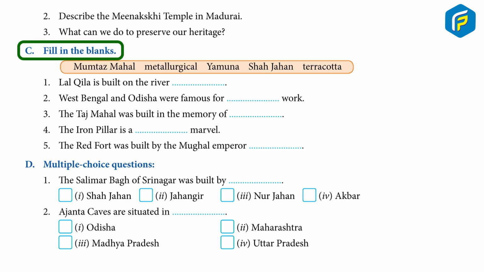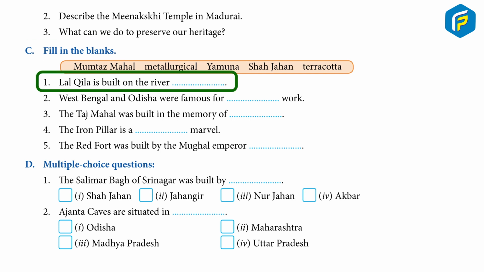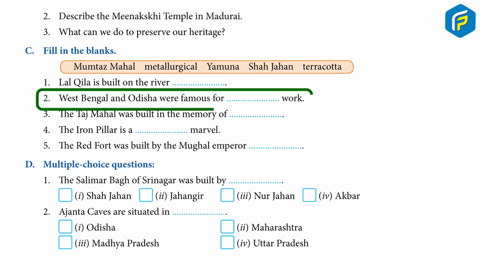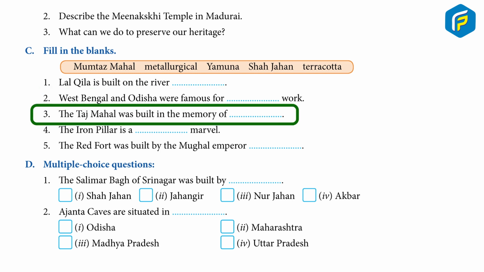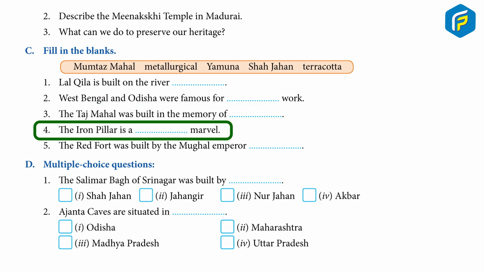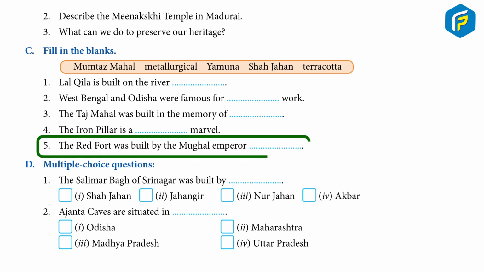C. Fill in the blanks. 1. Lal Killa is built on the river Dash. 2. West Bengal and Orissa were famous for Dash work. 3. The Taj Mahal was built in the memory of Dash. 4. The Iron Pillar is a Dash marvel. 5. The Red Fort was built by the Mughal Emperor Dash.